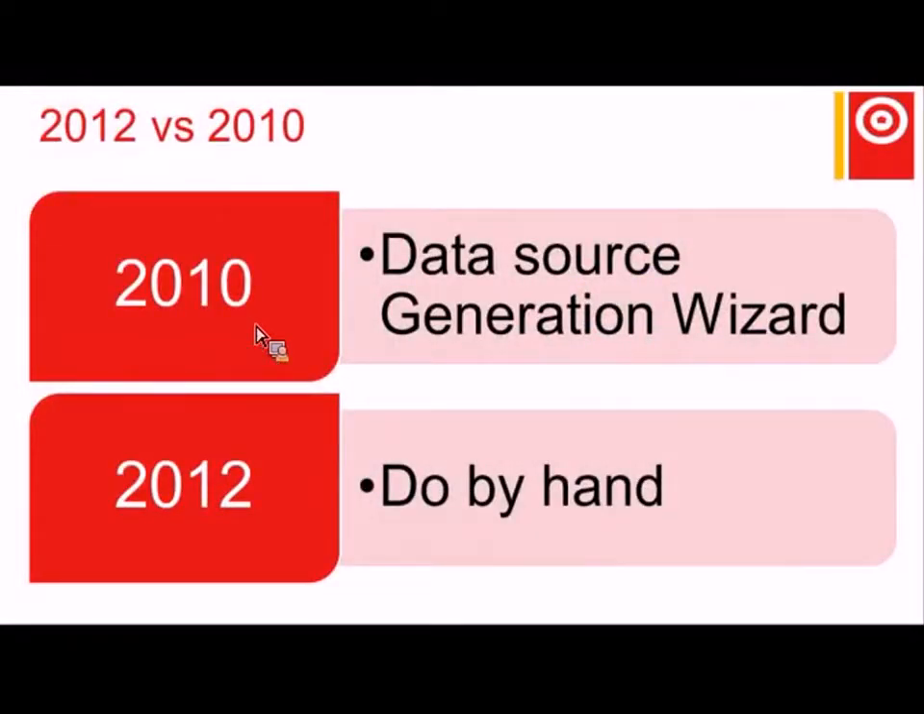In 2010, we had a data source generation wizard. It doesn't actually do very much. It was nice to have, but it doesn't do very much. It was withdrawn in 2012, so we have to write the code ourselves.